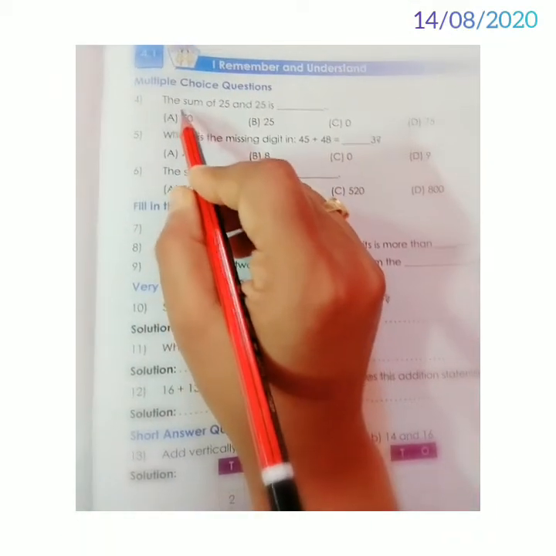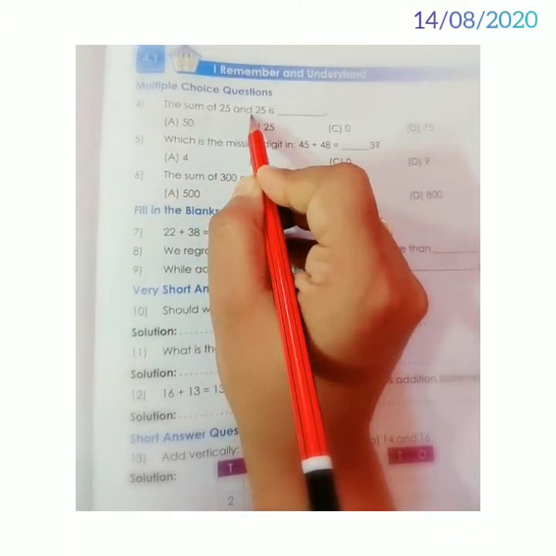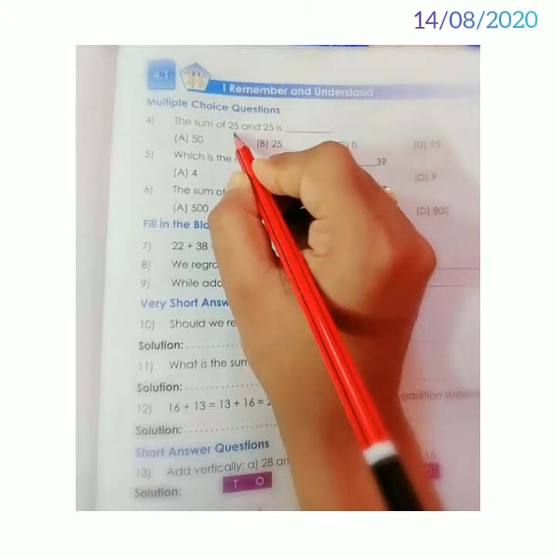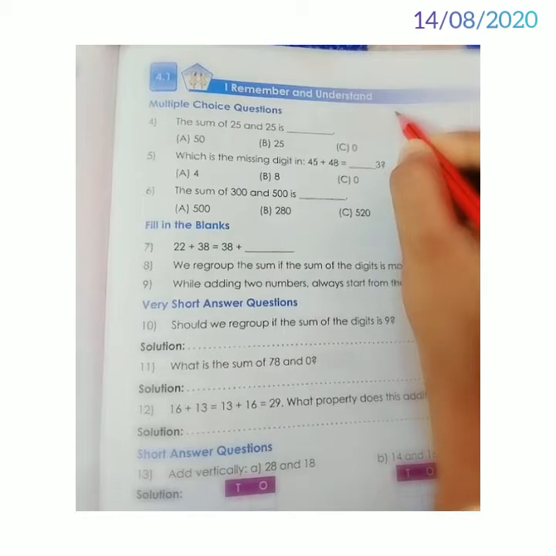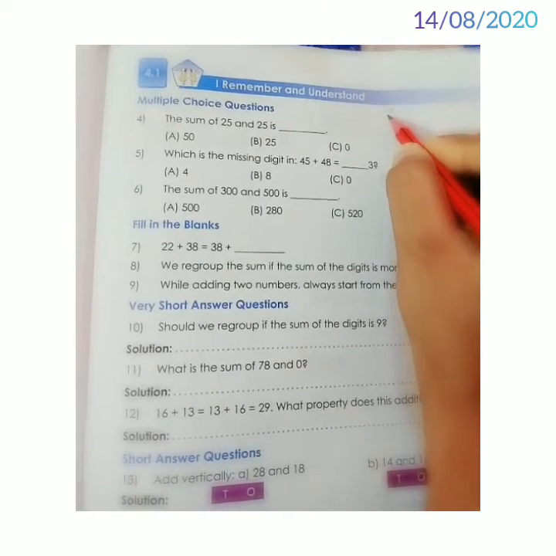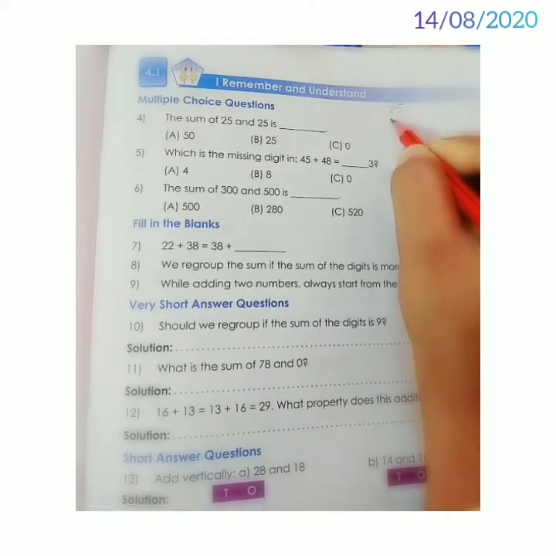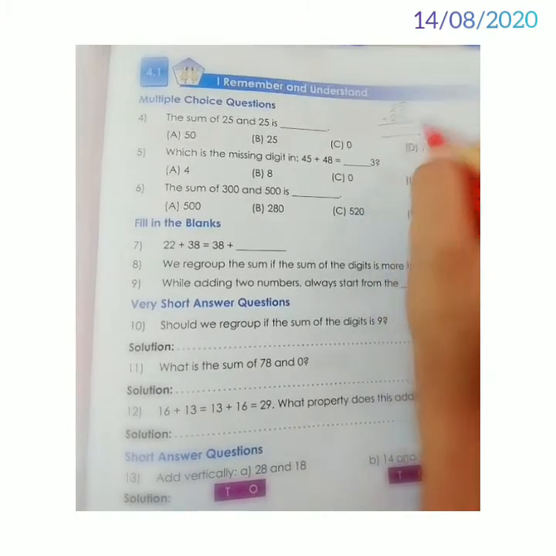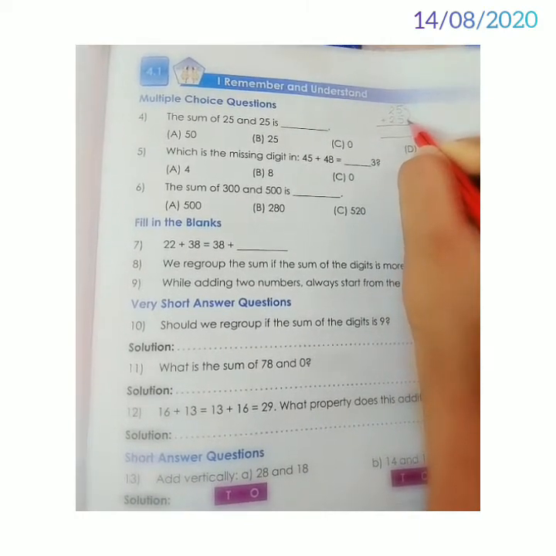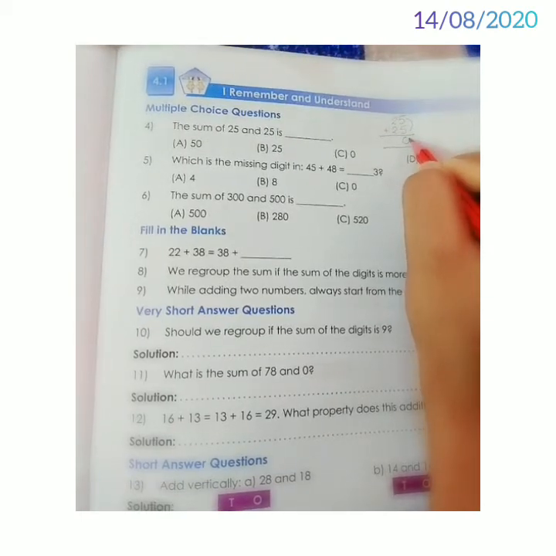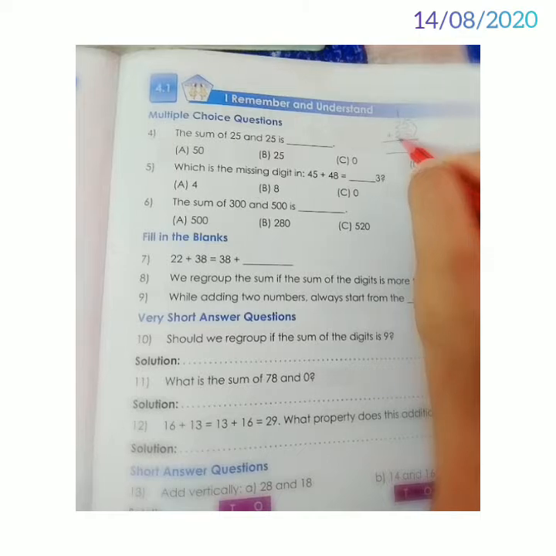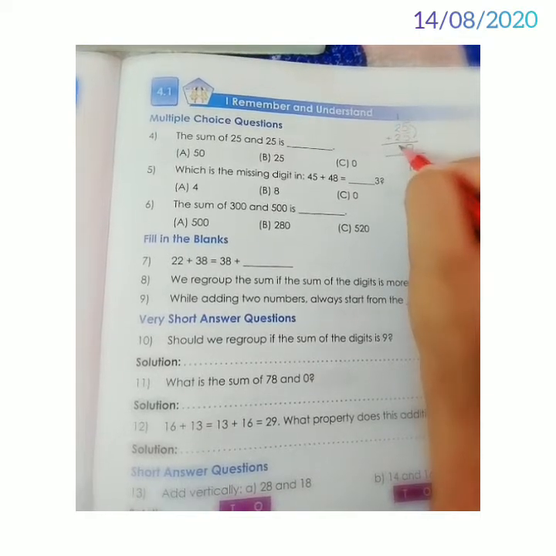Question number 4. The sum of 25 and 25 is, so you have to add 25 and 25. Let us write over here. Just for your convenience, I am writing 25 plus 25. Now 5 plus 5 is how much? 10. Write 0 over here and we have a carry 1. Then 2 plus 2 is 4, 4 plus 1 is 5.